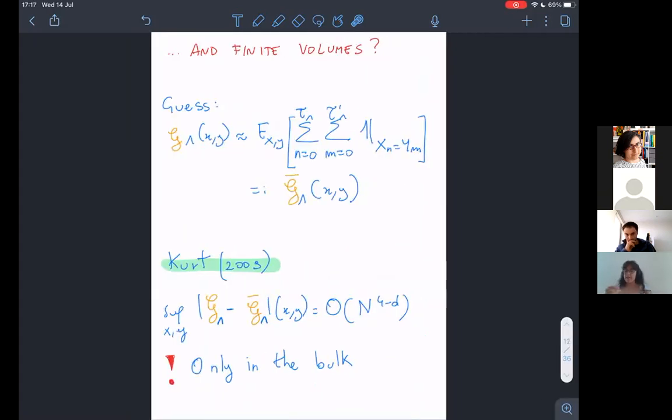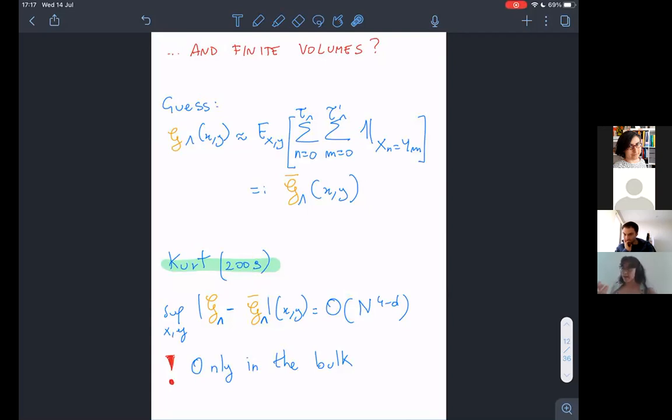Your guess may be, in finite volumes, I want to take the same thing, the intersection local time, but now I want to stop the two random walks as I did before. You want to stop them whenever one of them exits lambda. And you want to ask, is this the covariance matrix of the membrane? And you can prove that actually this is not the case.